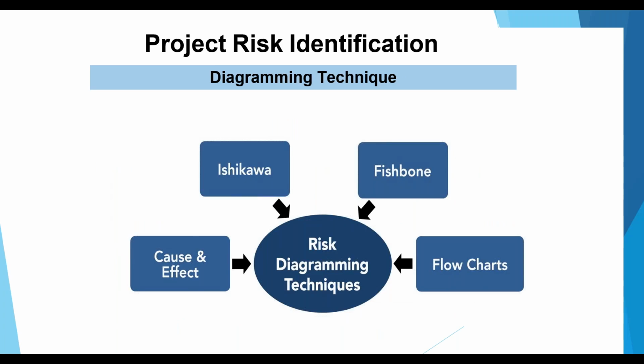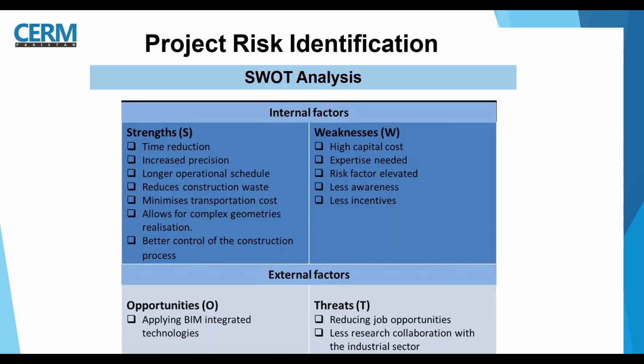In the next slide, you can see another technique, which is called the diagramming technique. These are a bit complex, but usually these diagramming techniques are used in engineering design phases, more sophisticated and complex engineering design projects. There are techniques like the cause and effect diagram, Ishikawa or fishbone diagram, and flowcharts. These techniques are also used by project managers while doing the risk identification exercise in the project. So next slide, please.